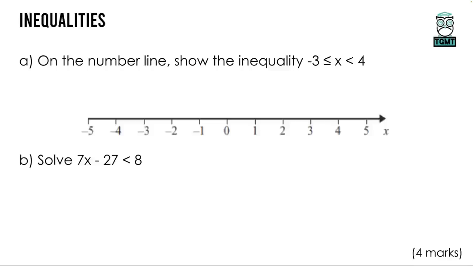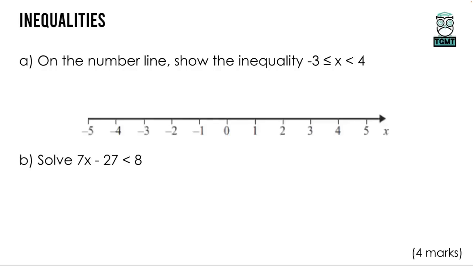Looking at some inequalities. It says here on the number line, show the inequality, and then we have this joint inequality here with different symbols in. Now whenever we're drawing an inequality on a graph or on a number line, all we're going to do is put circles above the numbers that we have in our inequality.